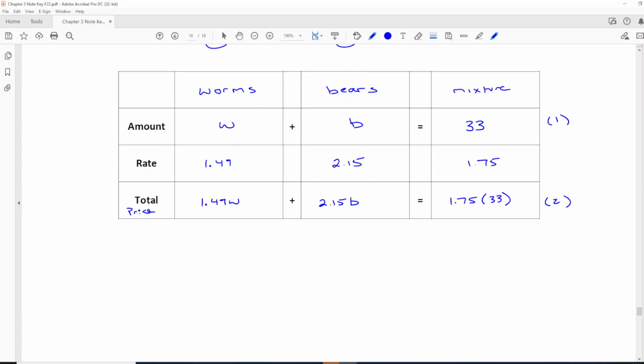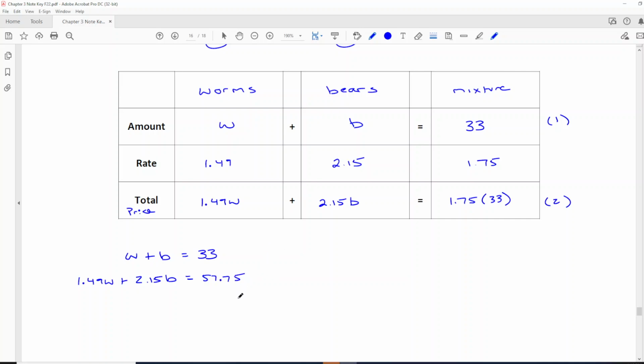So now let's set up our system of equations. We've got W plus B is equal to 33. And we've got $1.49 W plus $2.15 B is equal to, now let's go 1.75 times 33, 57.75. That's a lot of money on candy. All right, and now we can solve this.